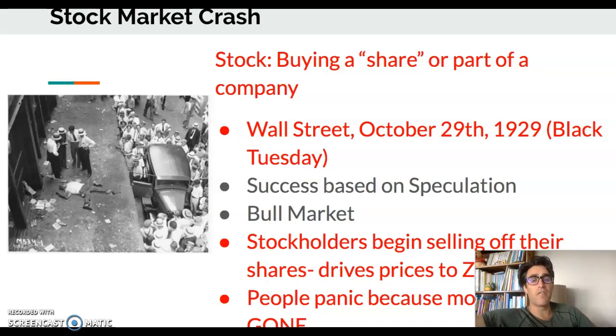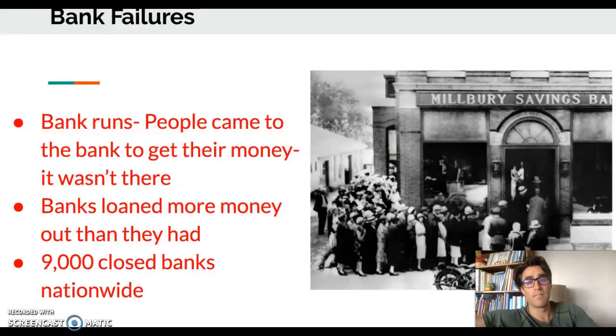Stockholders began selling off their shares. And when you sell your shares, the value of a stock goes down, and so many people were selling their shares of stocks because they anticipated some negative things happening, and they started to sell. People began to panic, which dropped all of the prices or most of the prices on stock to zero. So you tried to sell it as quickly as possible, but the longer you waited, the less value you were getting back. So a lot of people were losing money because the stock market crashed.